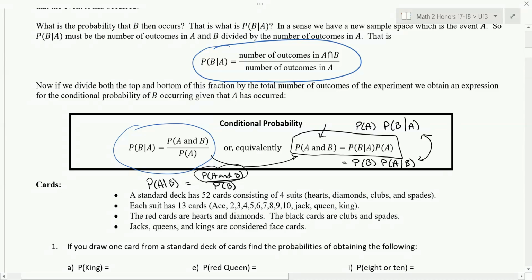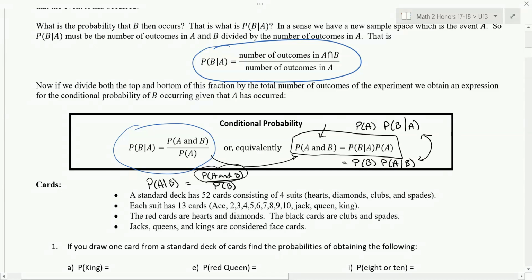Okay. Half of the deck is red. Half of the deck is black. So your red cards would be your hearts and your diamonds. Your black cards would be your clubs and your spades. And then if we talk about face cards, we're only talking about the jacks, queens, and kings. We're not talking about the ace. There's no face on the ace card.